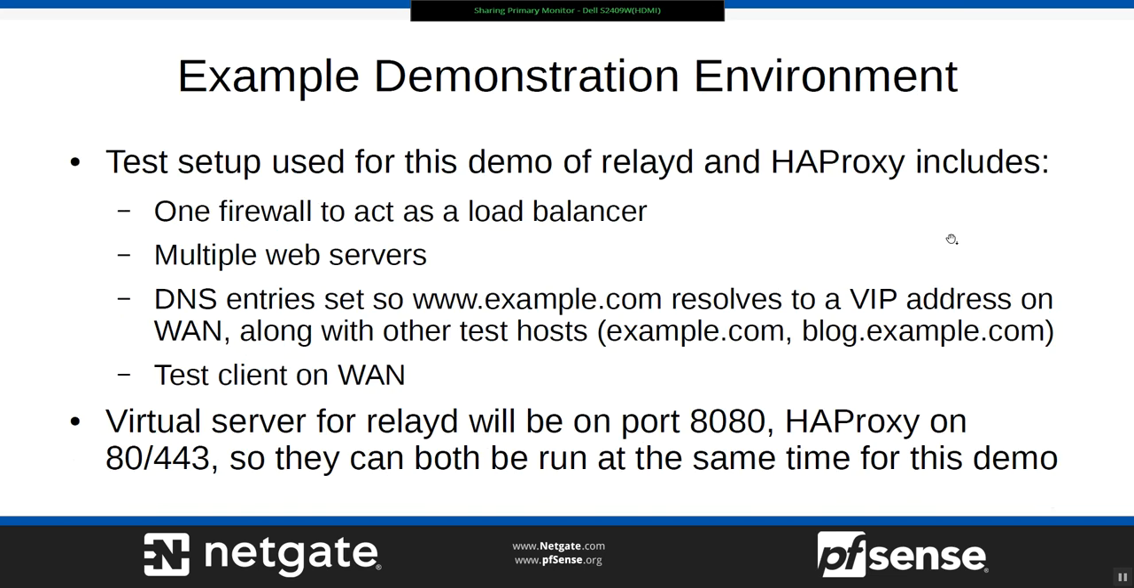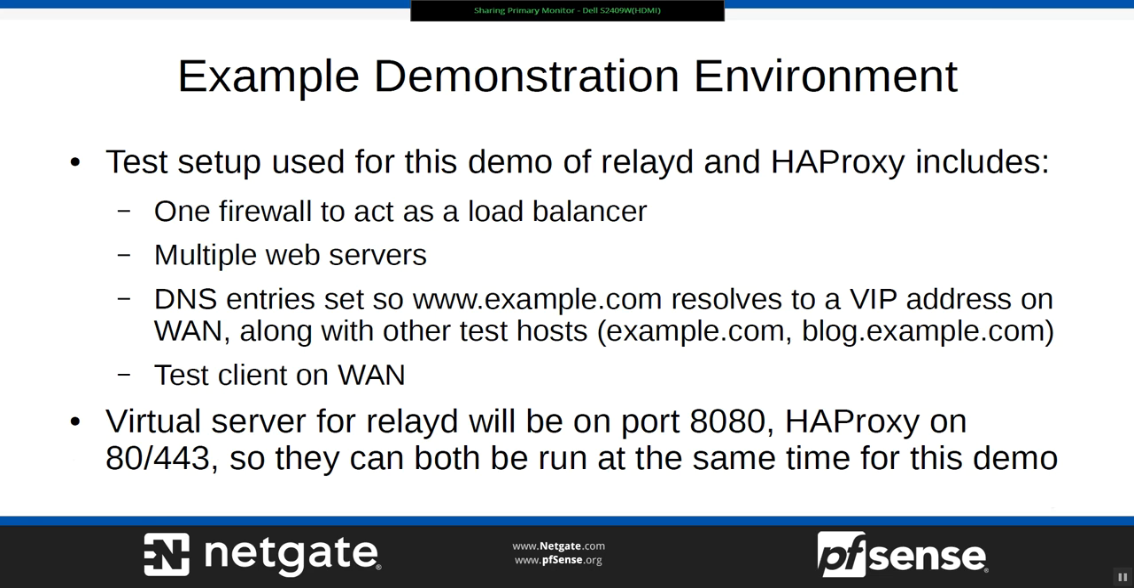All right, just a little bit of a setup before we get to the how-to parts here. In my demo environment that I've got set up, I've got just one firewall acting as a load balancer. There's multiple web servers behind it, which in my case is really just one server with a bunch of different IP addresses and different hosts bound to different IP addresses, because it was a little easier for me. But for all intents and purposes, it's multiple separate web servers.